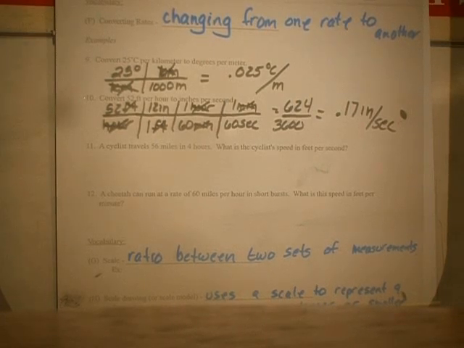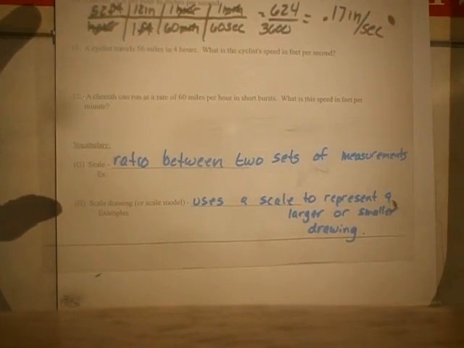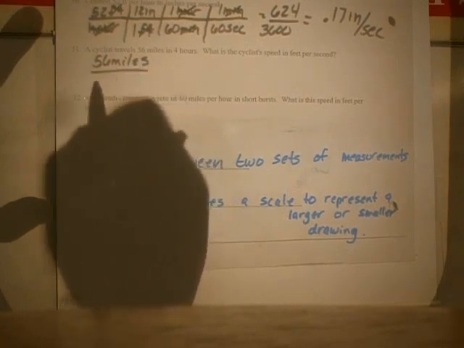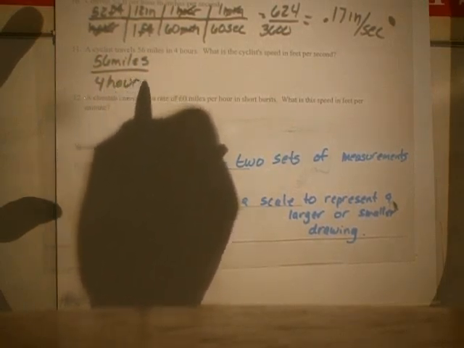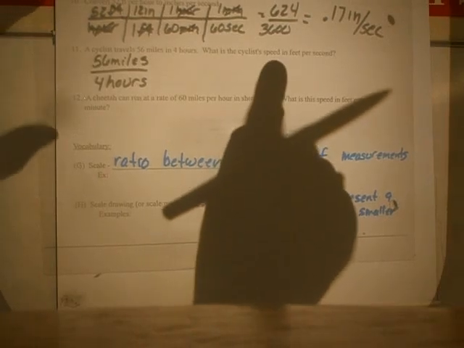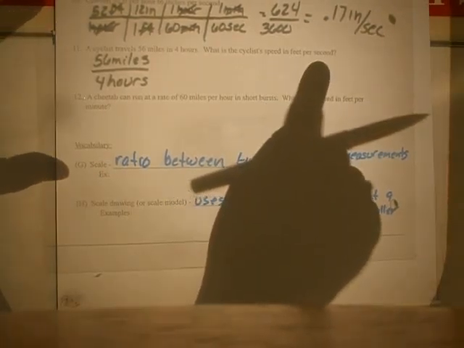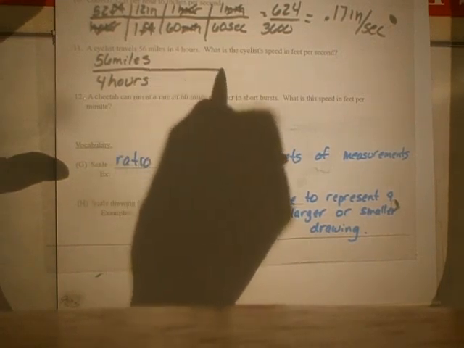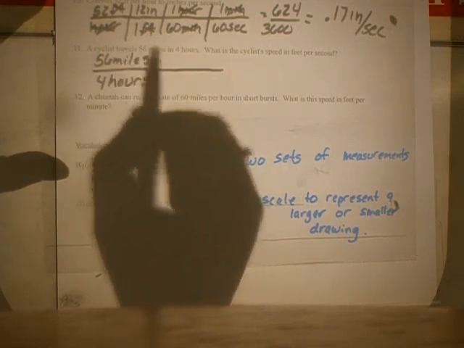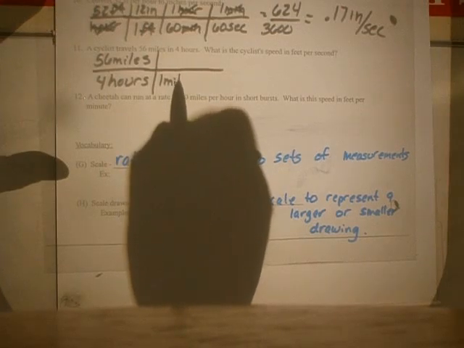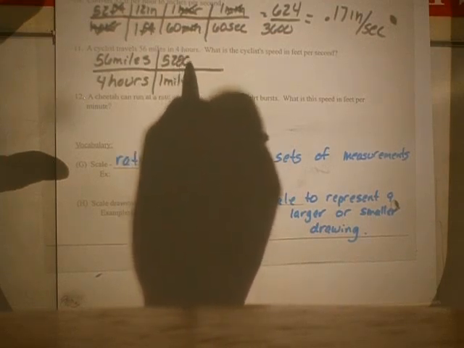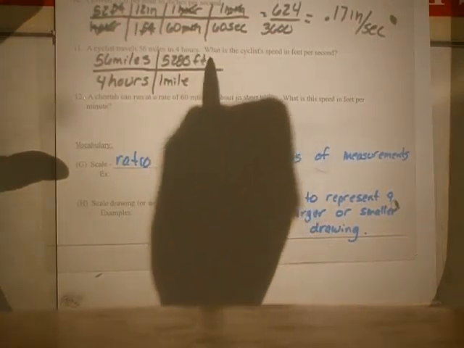That's really slow. Number 11, a cyclist travels 56 miles in 4 hours, and you always start out writing whatever rate they give you, 56 miles in 4 hours. And we want to figure out the speed in feet per second. So first of all, let's change the miles to feet. Since this miles is on the top of the fraction, we need one on the bottom. 1 mile is 5,280 feet. And if you don't remember that, you can ask.